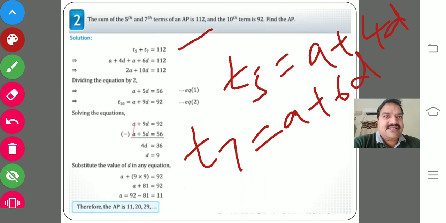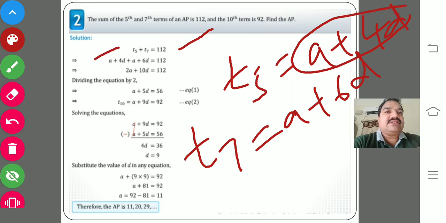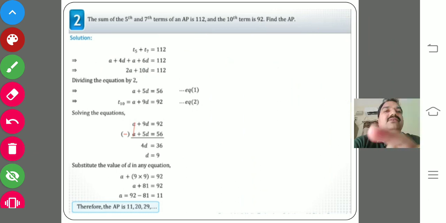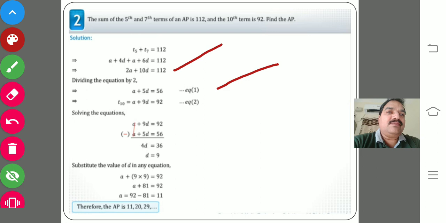T5 plus T7 is 112, it is given. Instead of T5 you write A plus 4D, and instead of T7 you write A plus 6D. So A plus A is 2A, 4D plus 6D is 10D, equal to 112. Now all the numbers are divisible by 2, so simply divide the equation. It becomes A plus 5D equals 56, equation 1.